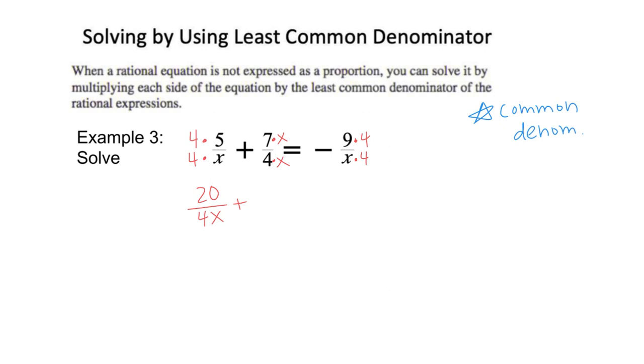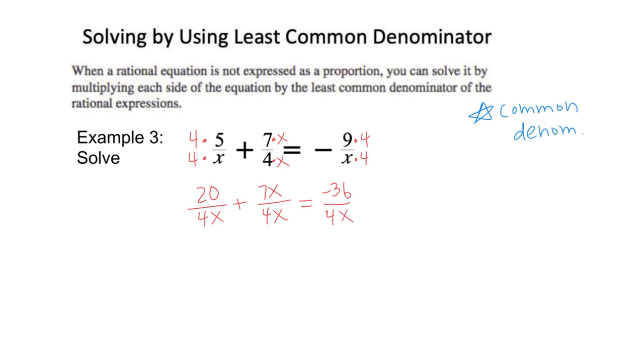My second fraction, 7 times x, is going to give me 7x over 4 times x, which is 4x, equals, I'm going to put that negative with the top number. So -9 times 4 is going to give me -36. And on the bottom of that, we have 4 times x again, 4x.